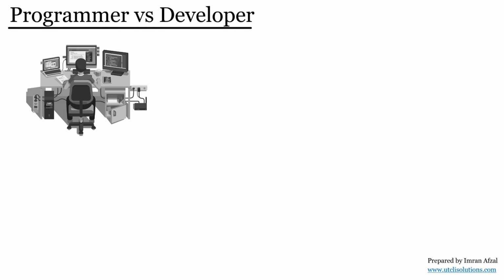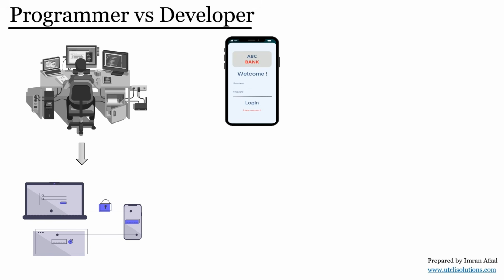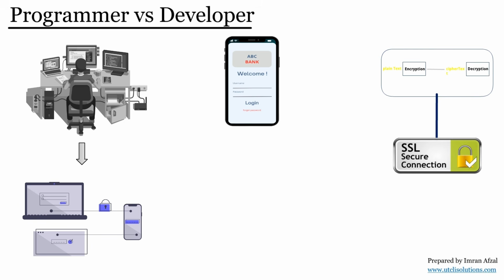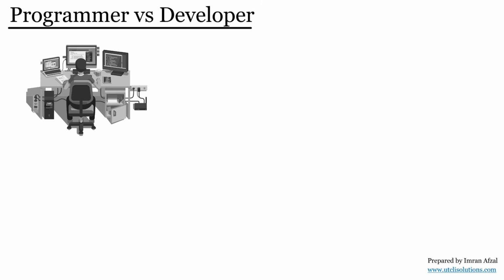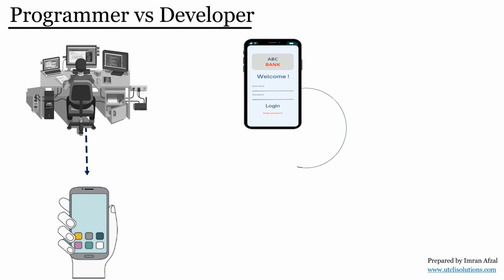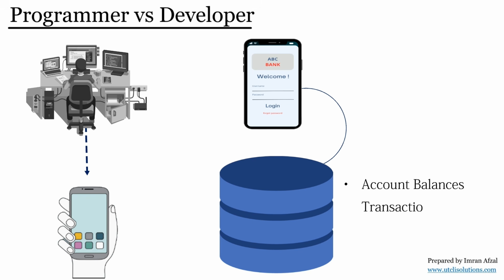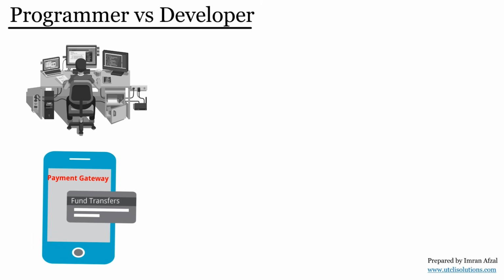The programmers start by creating an authentication module, enabling users to securely log into their accounts. They implement encryption protocols and establish secure connections with the bank servers to safeguard sensitive information. They then focus on developing the core functionalities of the mobile banking application, such as displaying account balances, transaction histories, and e-statements, as well as integrating secure payment gateways for fund transfers.